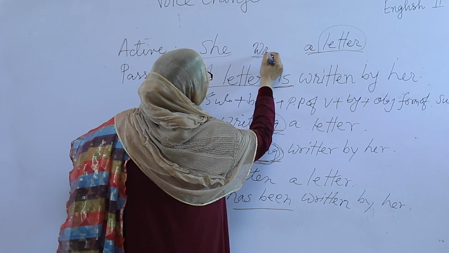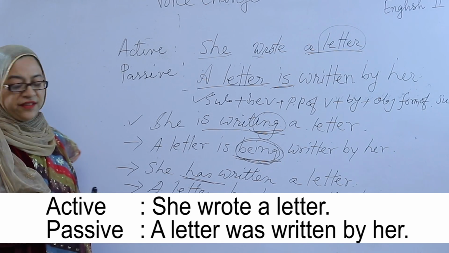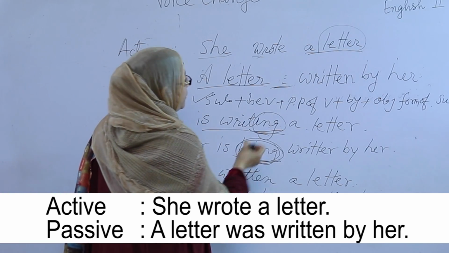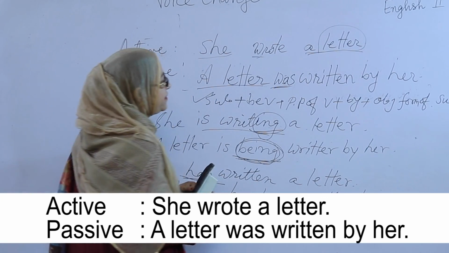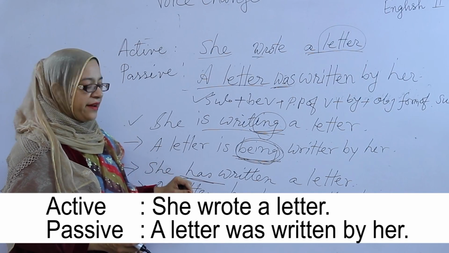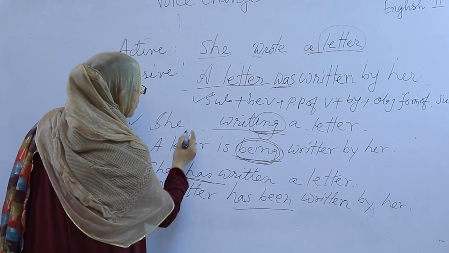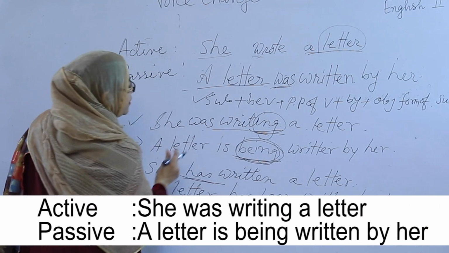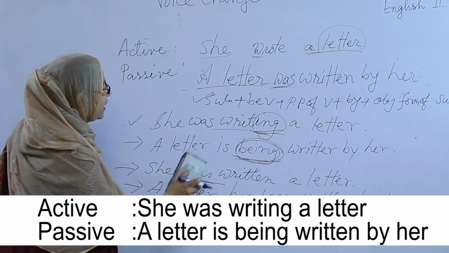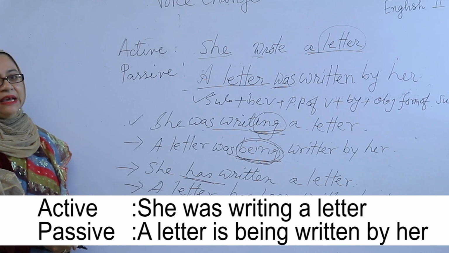I change the verb, she wrote a letter. How can I change it into passive? I only change a letter was, because was is the past form. I only change was. A letter was written by her. And then we see the continuous form, past continuous, she was writing a letter. When I change it into passive, I only change a letter was. A letter was being written by her.